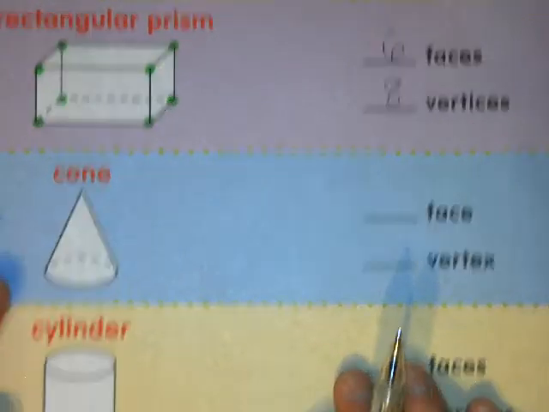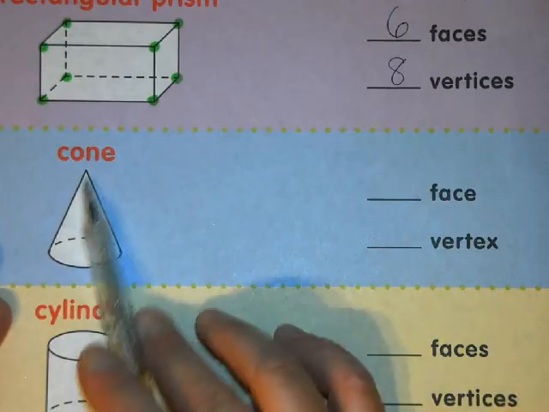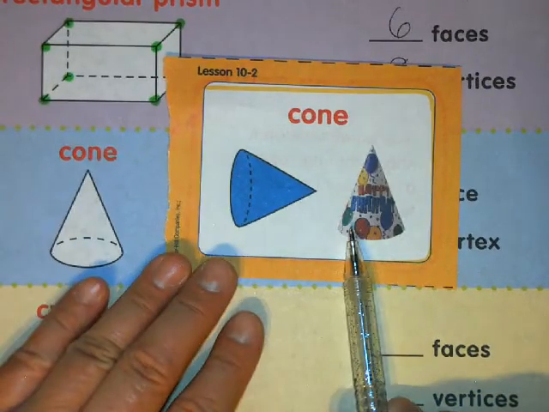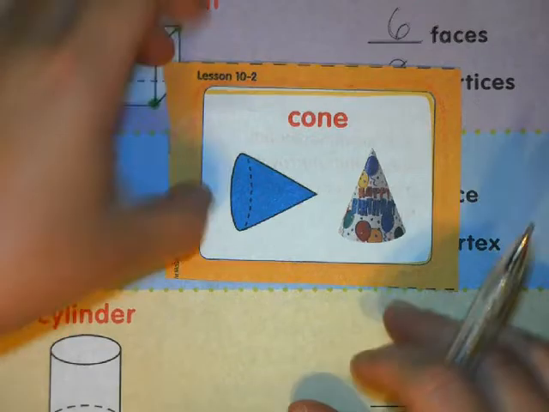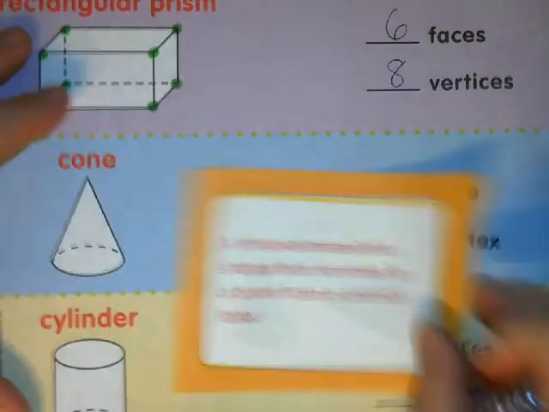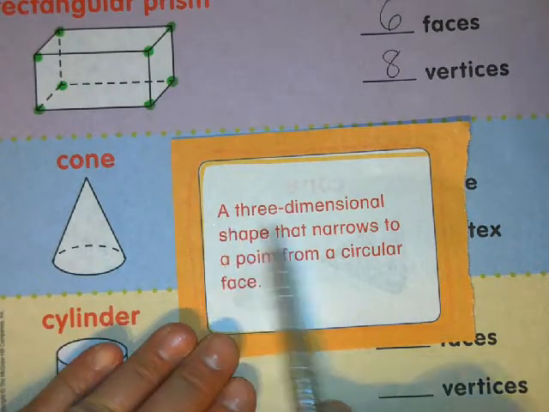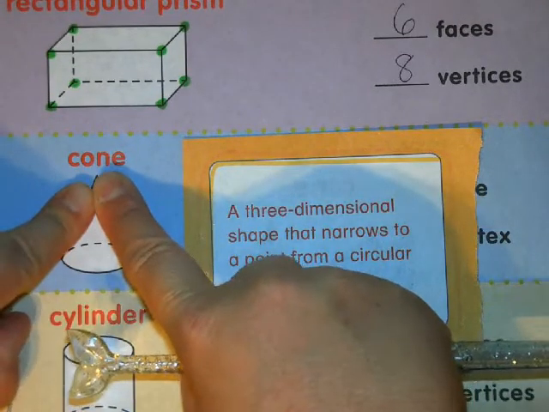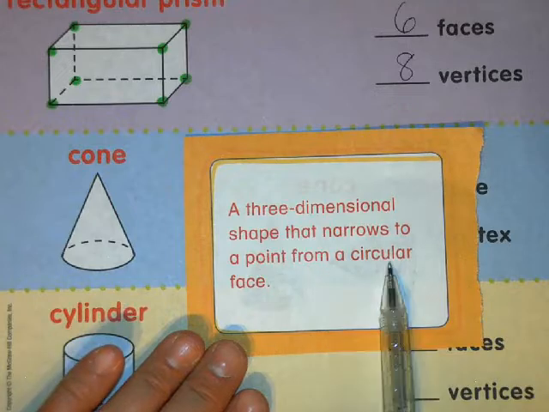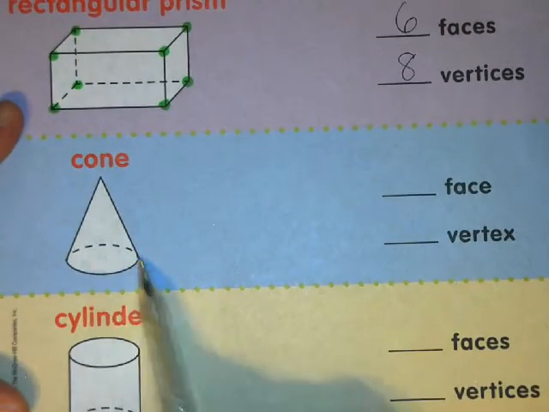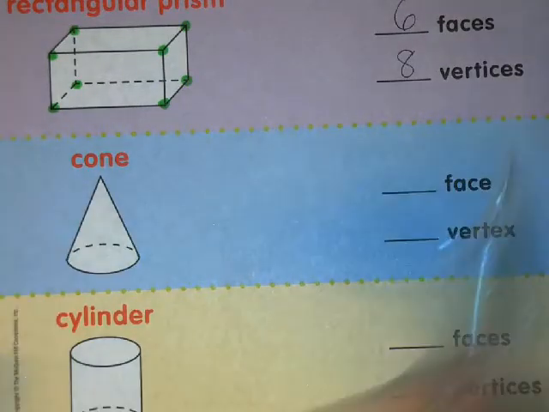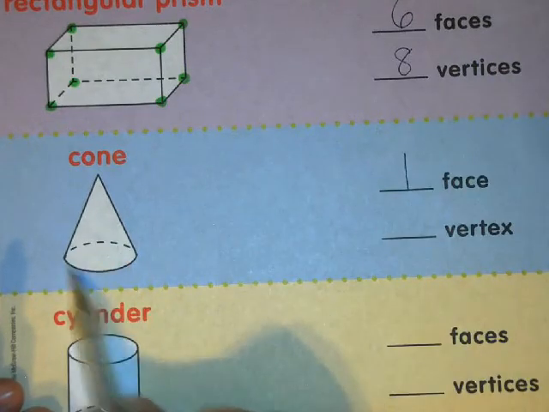Okay, let's look at the cone next. So here's a cone. Let's find our cone card. A party hat is sometimes in the shape of a cone. Also an ice cream cone. Okay, a cone is a three-dimensional shape that narrows to a point from a circular face. Okay, so it has a circular face at the bottom. And it has only one circular face.